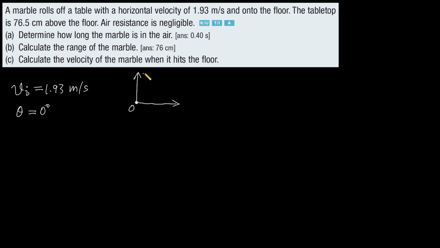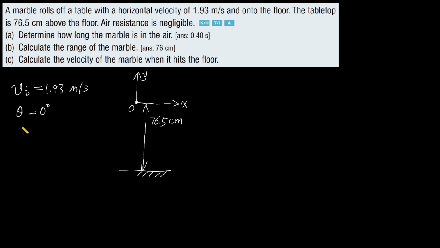Then this is the positive y direction. This is the positive x direction. And the floor is here. This is the floor. So from the tabletop to the floor, this distance is 76.5 centimeters.